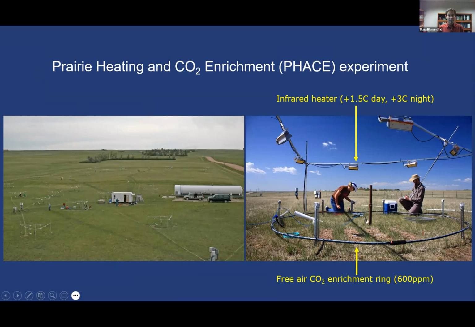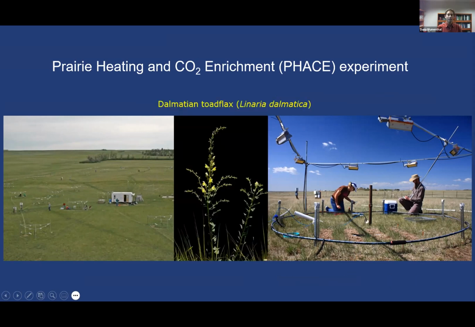Now, what this study did was it put future conditions on top of present day native mixed grass prairie, future conditions in terms of free air CO2 enrichment to 600 parts per million and infrared heating, slightly stronger heating during the day than during the night. And then we looked at all sorts of aspects of the ecosystem in terms of how it responded, including invasive species. And starting in 2006, we planted Dalmatian toadflax into all of these plots.